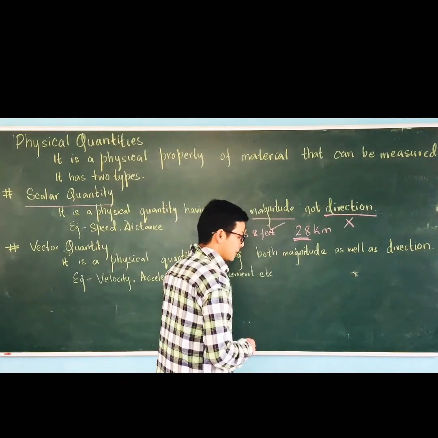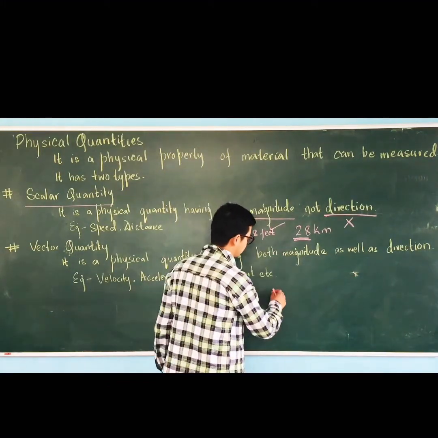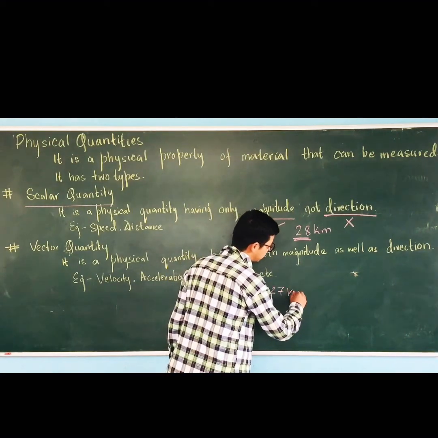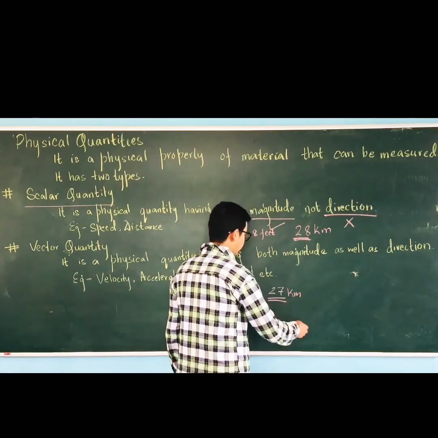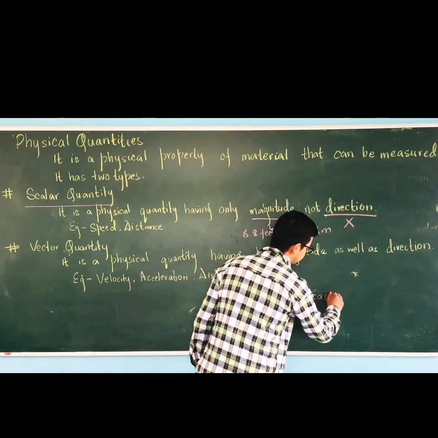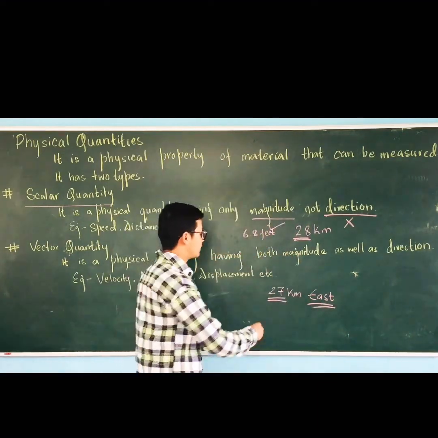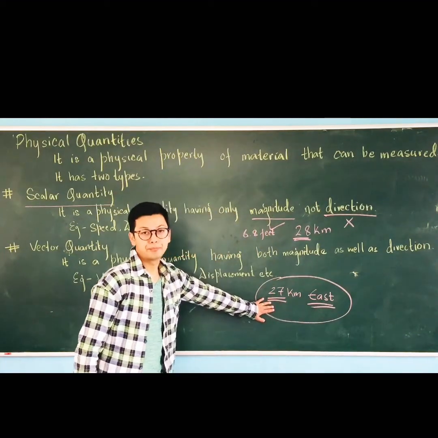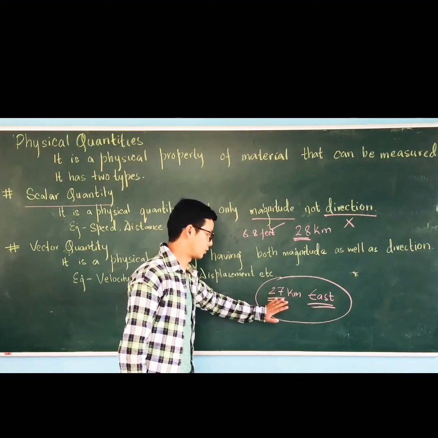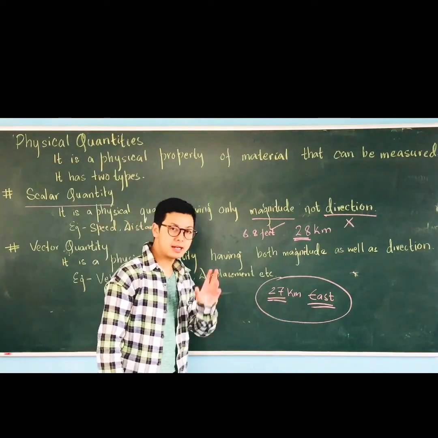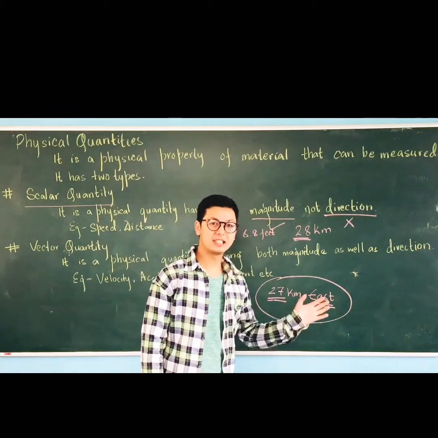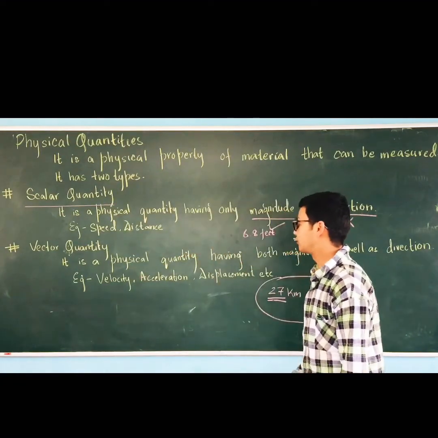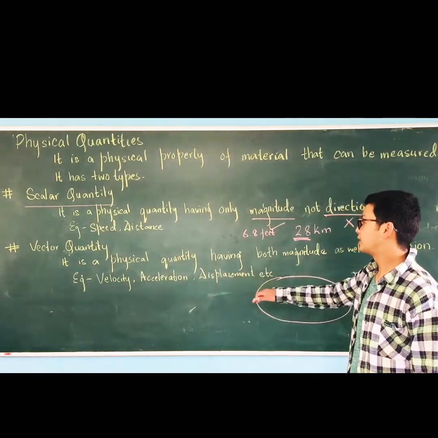Suppose I am going, so today I traveled 27 kilometers. So this is the magnitude, right? East. And this is the direction. Now I traveled 27 kilometers in the east direction. So that means this is a vector quantity. So anything that has magnitude, value, as well as direction, we call it vector quantity. Some examples of vector quantity are velocity, acceleration, displacement.